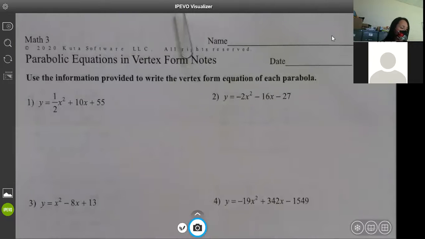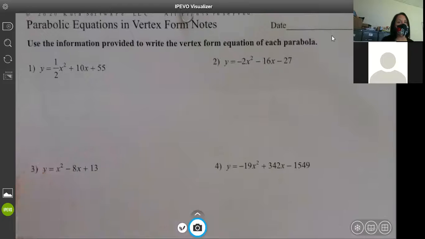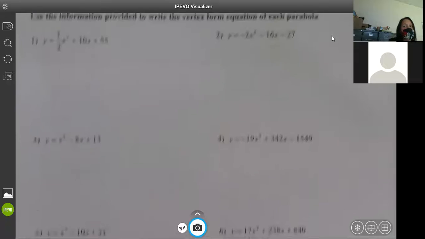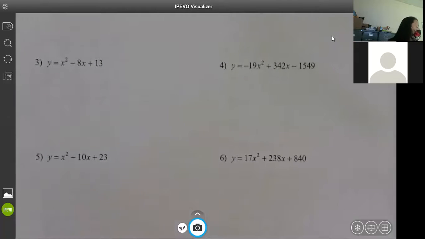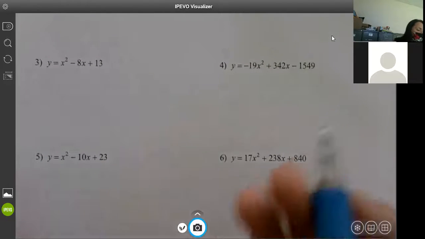So, parabolic equations in vertex form notes. We're just going to work the same thing that we did yesterday. We're going to change this into vertex form so that you guys can pull out the vertex and see the transformations. The only difference is yesterday we had to complete the square twice. Today we just have to do it once, so it's a little bit shorter than yesterday. I'm going to start with number 3, and I'll come back to the other two. They're not any different, just a little bit easier.